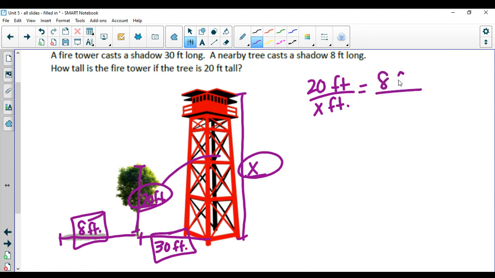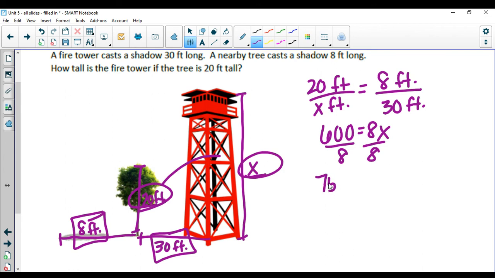And I'm going to do 8 feet then, which is the tree's shadow, over 30 feet, which is the tower's shadow. It's going to give me 600 equals 8x. I'm going to go ahead and divide through by 8. That's going to give me 75 equals x. That's going to be feet tall then.